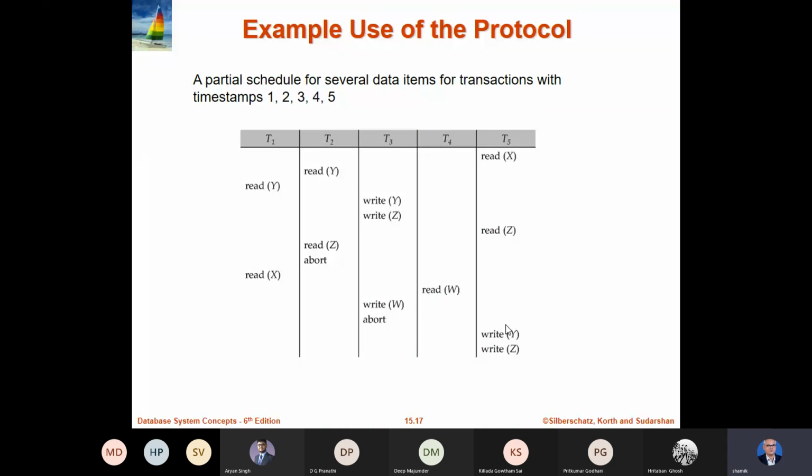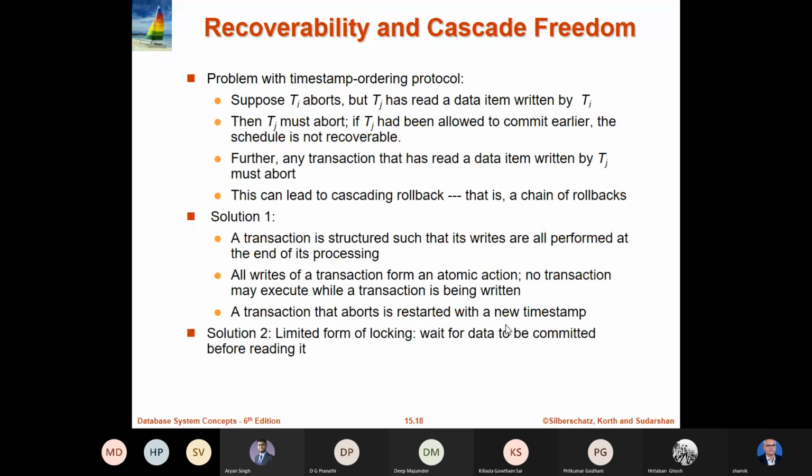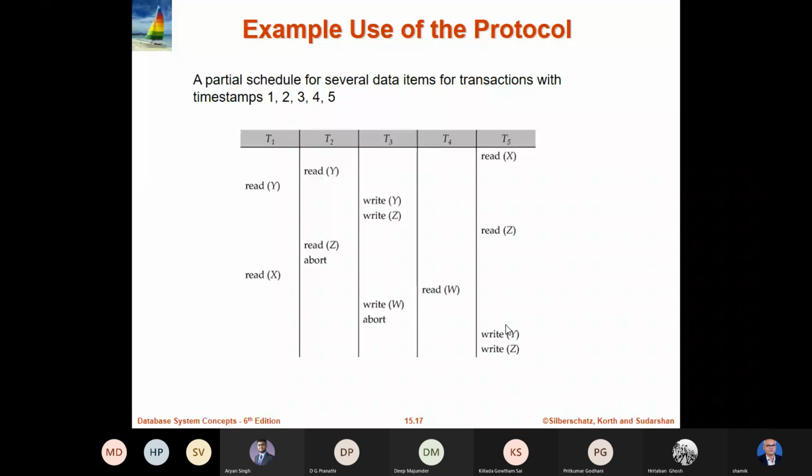Now T3 is trying to write Y. It is okay, because T1 and T2 read Y and their timestamps are before that of T3, so it is okay for T3 to write Y and to write Z. Now you see that T5 is reading Z, which was produced by T3, so it is allowed to read that value of Z. And now the problem is that when T2 is trying to read Z, it was supposed to read the value of Z that was there before T3 did the write, hence it is aborted. And likewise, the write of T3 also will be aborted, and so on.